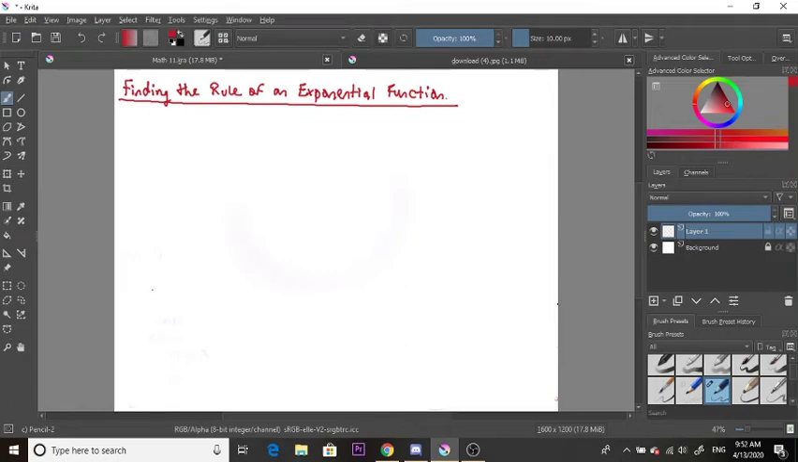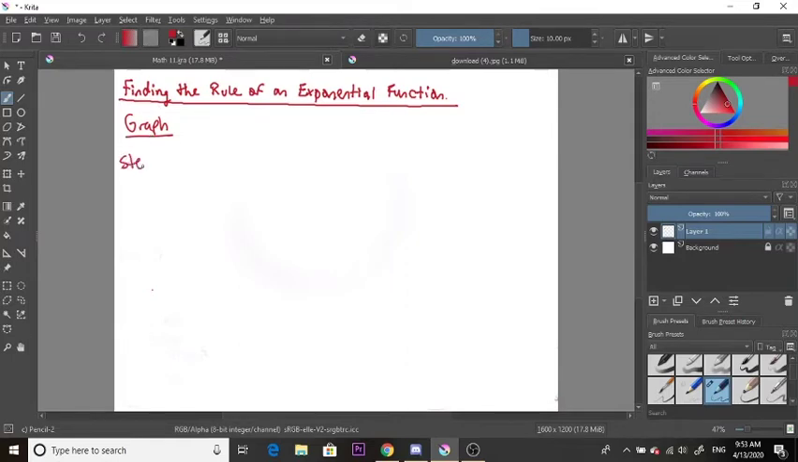Let's take a look at finding the rule of an exponential function. So there's two ways that you can do this. One where you are given a graph, and one where you are not. So let's just take a look at the steps for finding the rule when you're given a graph.